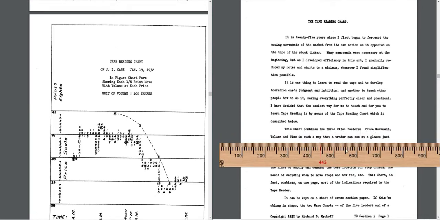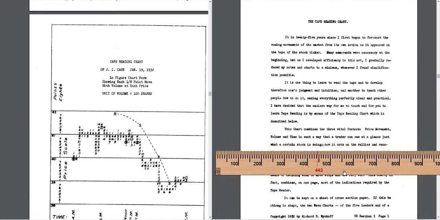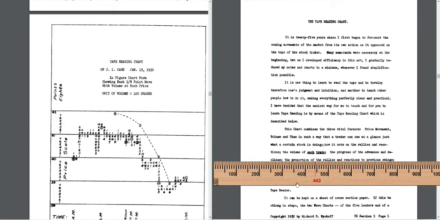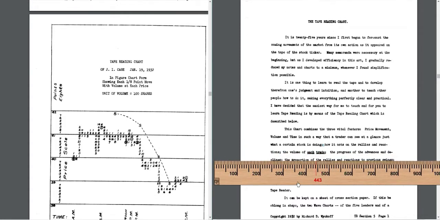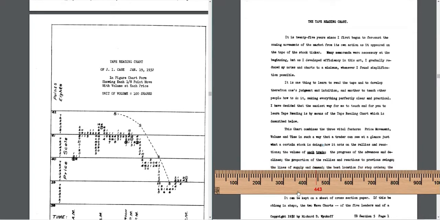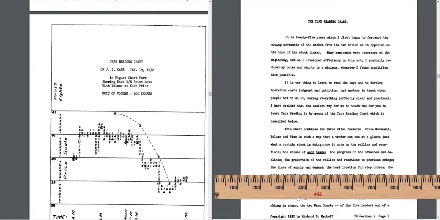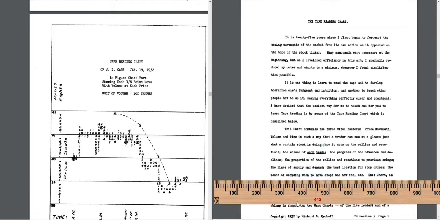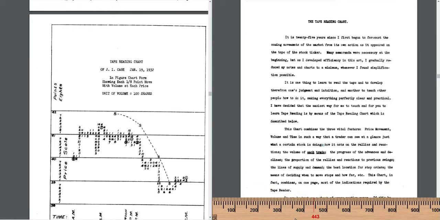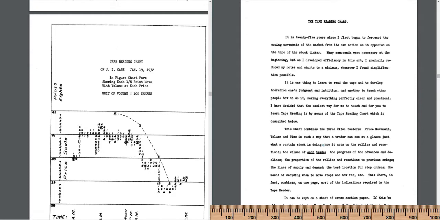So price, volume, and time in such a way that the trader can see at a glance just what a certain stock is doing on the rallies and the reactions. The volume of each trade, the progress of the advances and declines, the proportion of rallies and reactions of previous swings, the lines of supply and demand, and the best location for stop orders. The means of deciding when to move stops and how far. This chart, in fact, combines on one page most of the indications required by the tape reader. It can be kept on a sheet of paper.